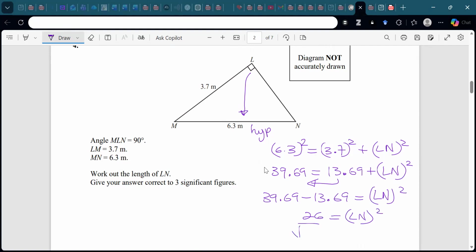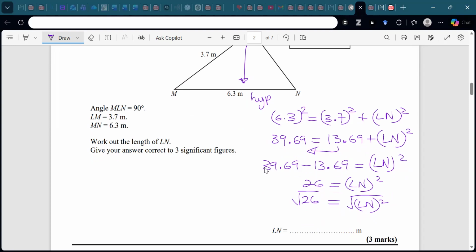So solving for LN, take the square root of both sides. LN squared, so the square root of 26, that's going to give us, to 3 significant figures, 5.10. And that's LN. All right. And the unit of measurement is in meters.